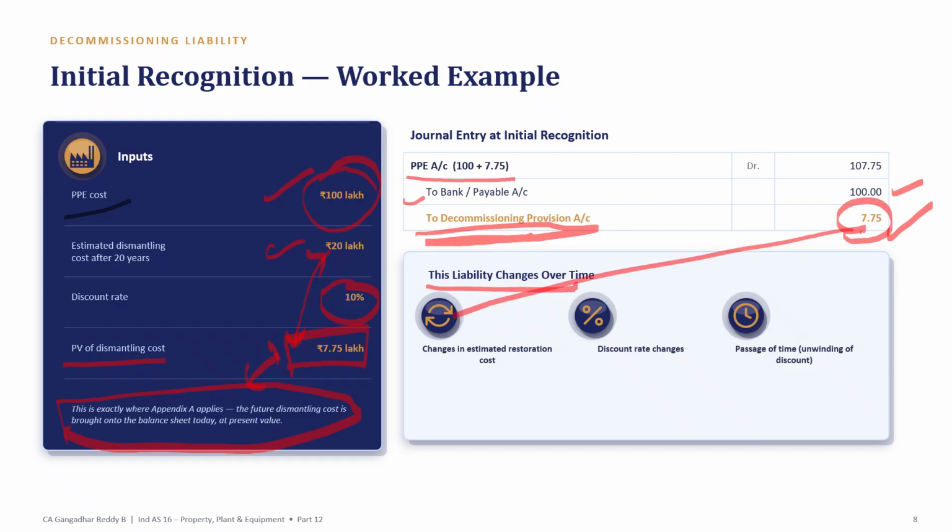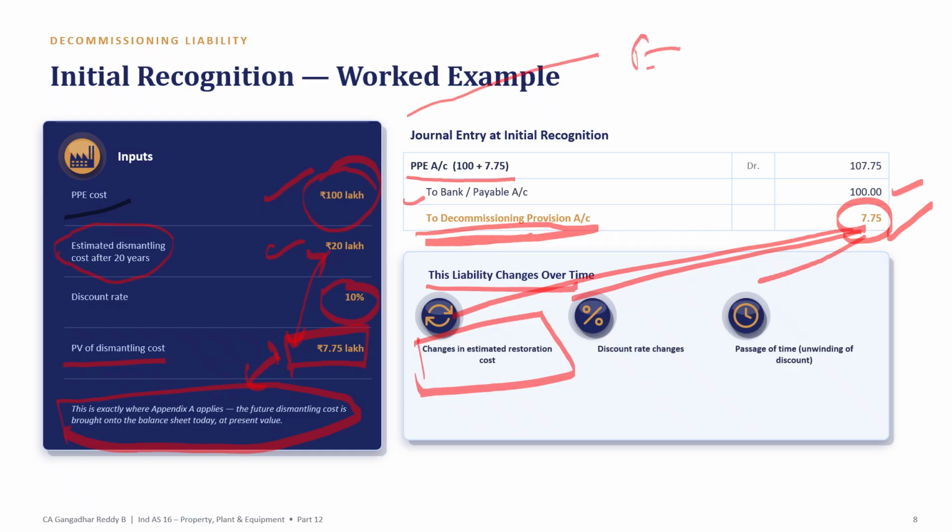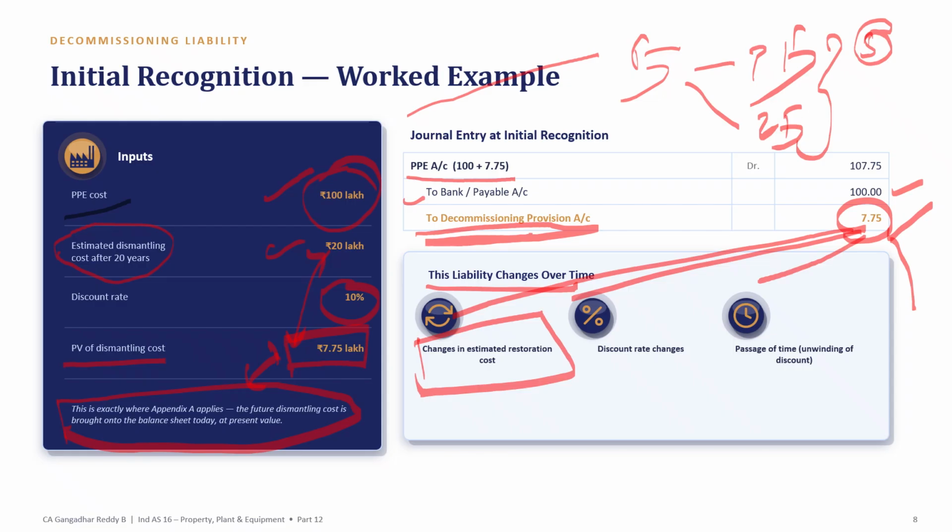There are three cases. One is a change in the estimated restoration cost. Say suppose you have estimated 20 lakhs after 20 years, but after 5 years, you know this cost is required for only 15 lakhs, or this cost is required for more than 20 lakhs, that is 25 lakhs. So again you will calculate the present value after 5 years, and then check the decommissioning liability by adding this interest, and then we'll see how this is accounted. So this is where Ind AS Appendix A16 is applicable here.